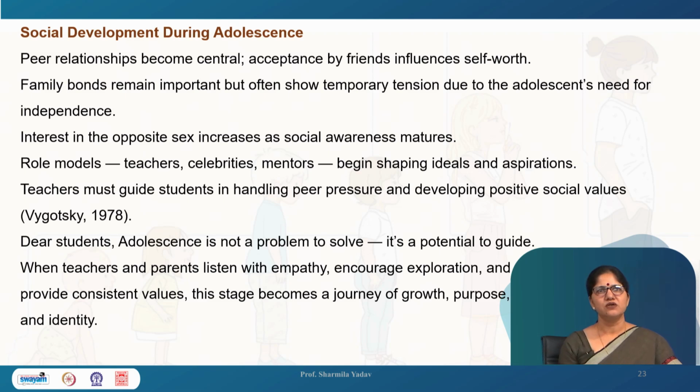Social development during adolescence. Peer relationships become central now. Acceptance by friends influences self-worth. Family bonds remain important but often show temporary tension due to the adolescent's need for independence. Interest in the opposite sex increases as social awareness matures. Role models, teachers, celebrities, and mentors begin shaping ideals and aspirations. Teachers must guide students in handling peer pressure and developing positive social values.